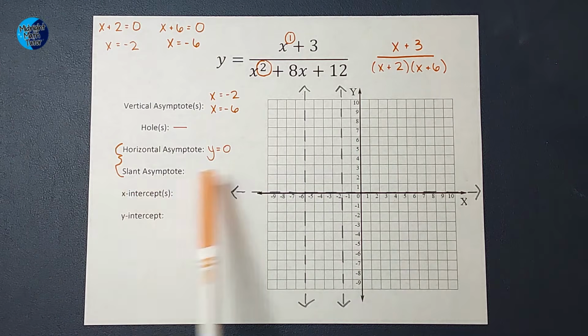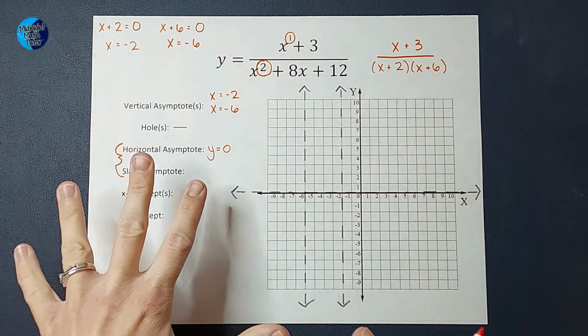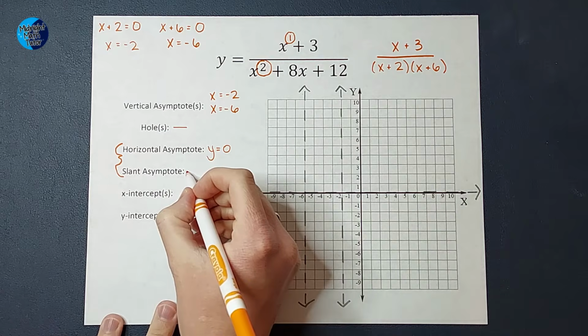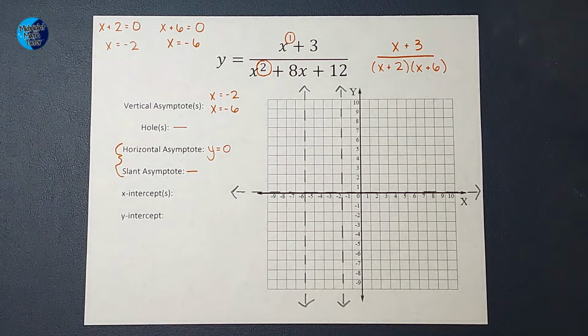All right, we found our horizontal. Because there is a horizontal asymptote, there is not a slant asymptote. All right, look at us. We are just making progress here. We are already to our intercepts.